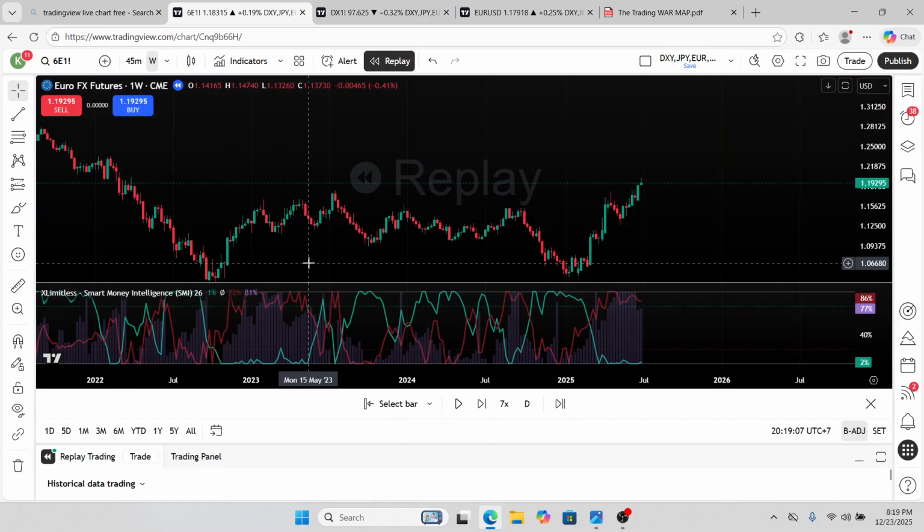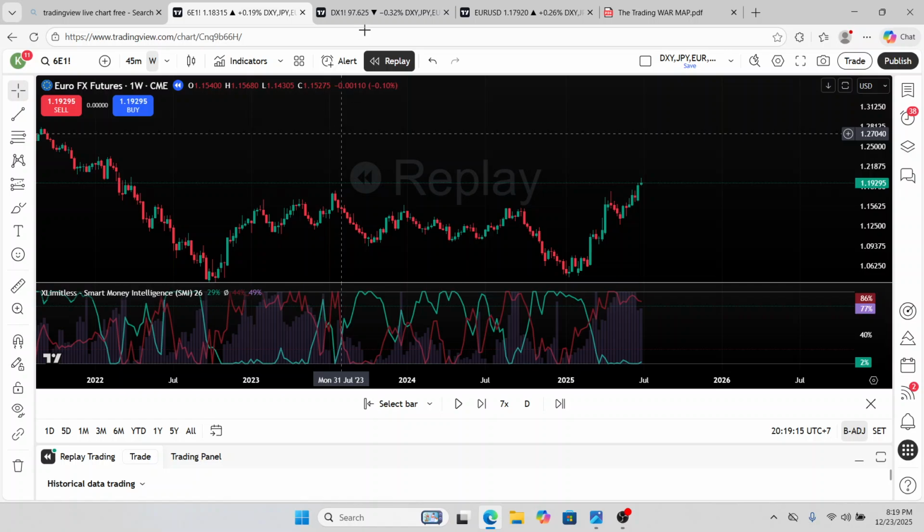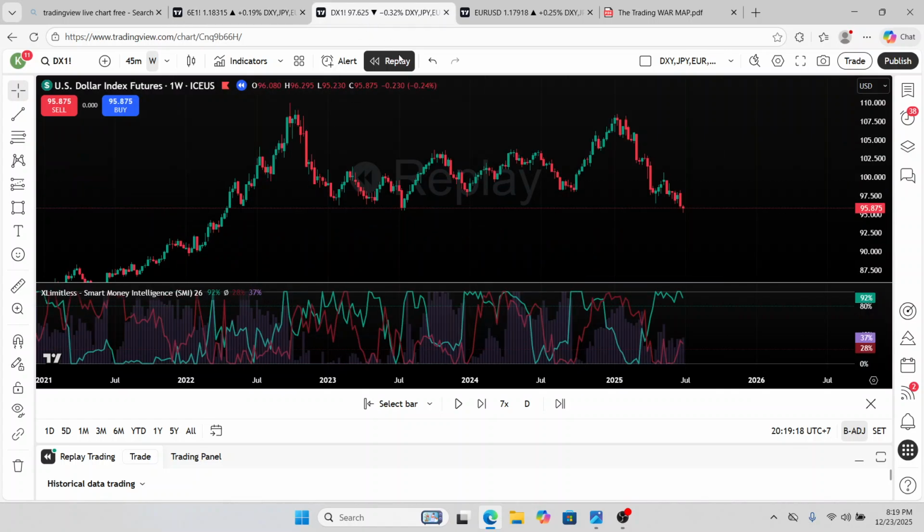down. But as I said, COT is not a timing tool. It just tells you where the big players are positioned in the market. That is for the euro, sorry. And this is for the dollar.